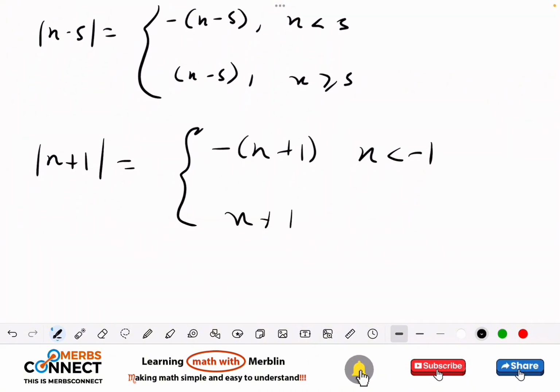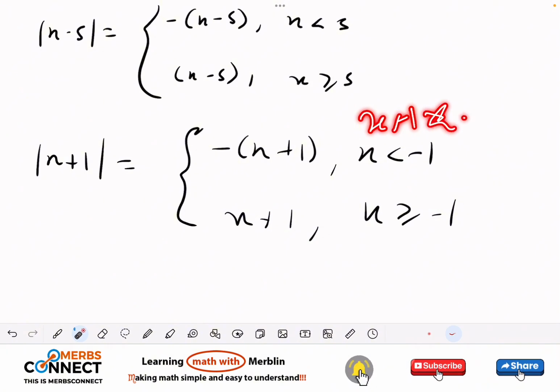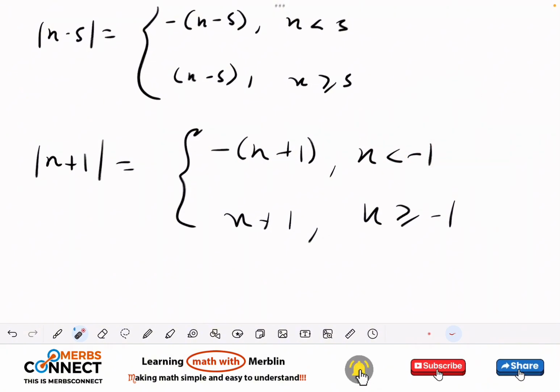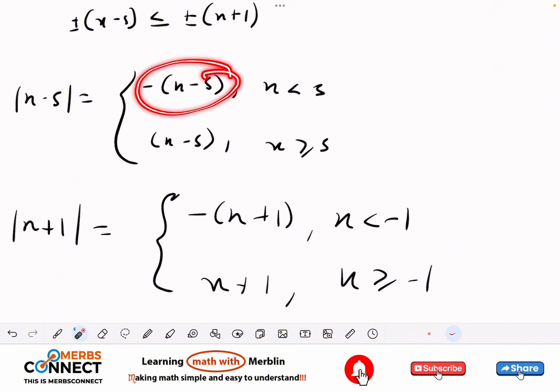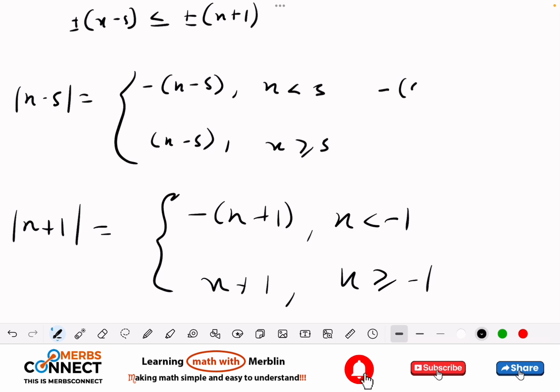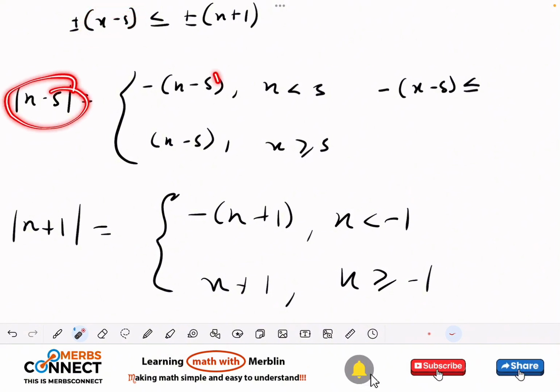Then x plus 1, x should be greater than or equal to minus 1. So you remember what I did here? This is like x plus 1 less than 0. Then I move the 1, which will become minus. So when you compare this to this and this to this, you pick the minus here to multiply the minus, right? So the first equation will be minus x minus 5 is less than or equal to, because remember this is here on the left. So when I pick this one it should be on the left, less than or equal to the one that I'm going to pick, which is on the right, right?